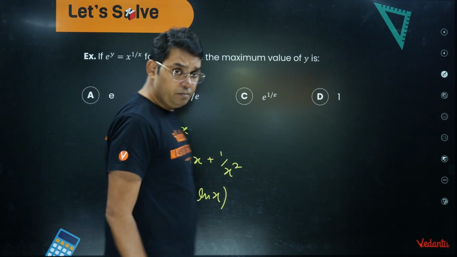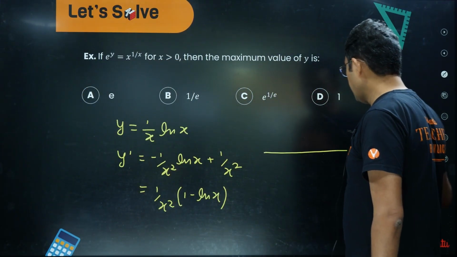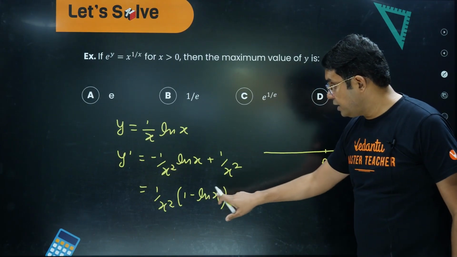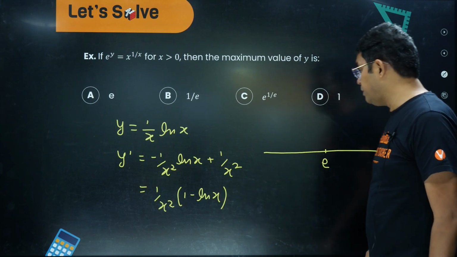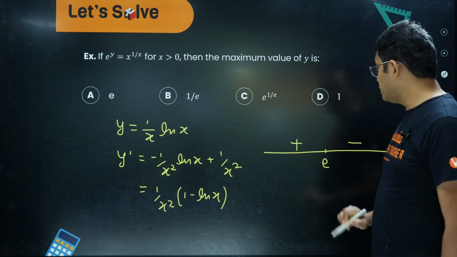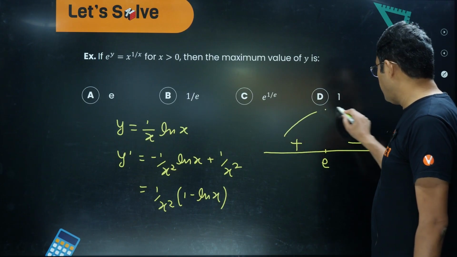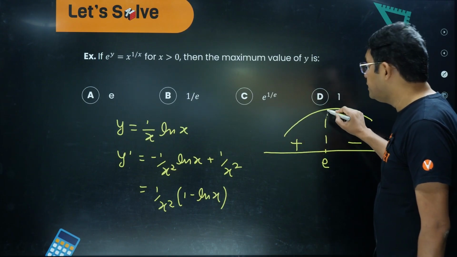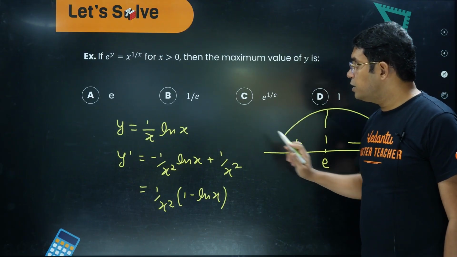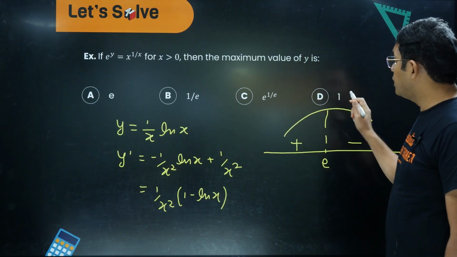Okay, so the critical point here would be e. When ln e is 1, so 1 minus 1 will be 0. After e, it will be negative. Before e, it will be positive. So this will be the point of local maximum at e. And they are asking for the maximum value. So this e will give you the value of local maximum.